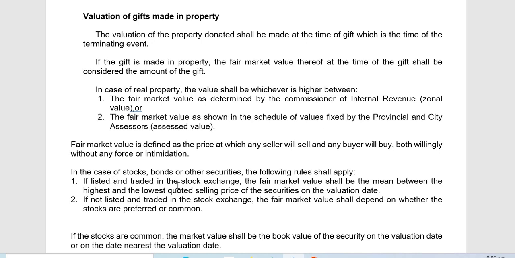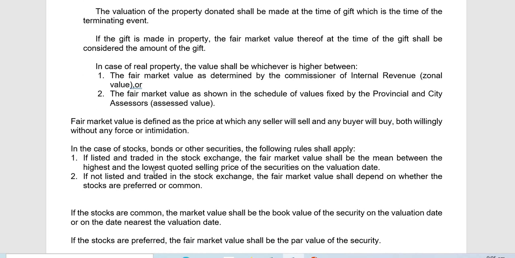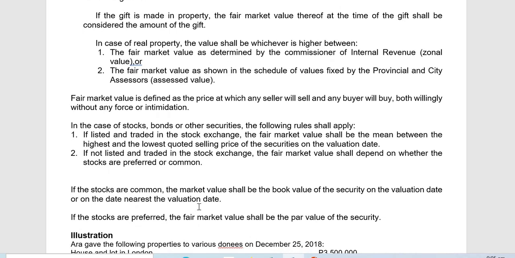In the case of stocks, bonds or other securities, the following rules apply. It is actually the same as the valuation of gross estate. If listed and traded in the stock exchange, the fair market value shall be the arithmetic mean between the highest and lowest quoted selling price. If not listed and traded in the stock exchange, the fair market value depends on whether the stocks are preferred or common. If common, the market value shall be the book value of the equity security at the valuation date, or on a date nearest the valuation date. If preferred, it is the par value of the share. So if listed, arithmetic mean between the highest and lowest. If not listed, ordinary share is book value, preferred share is par value.